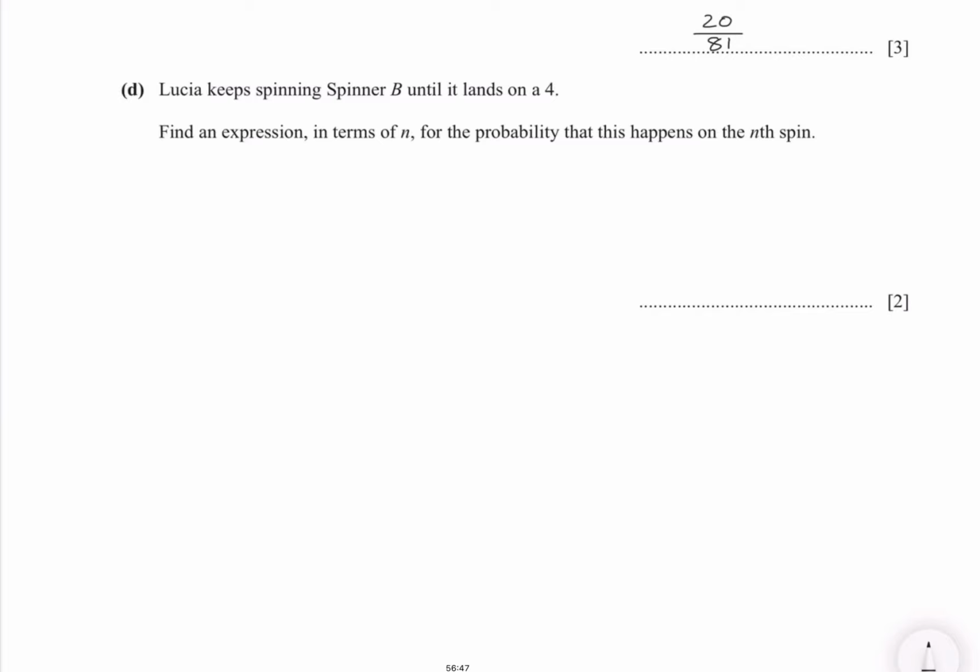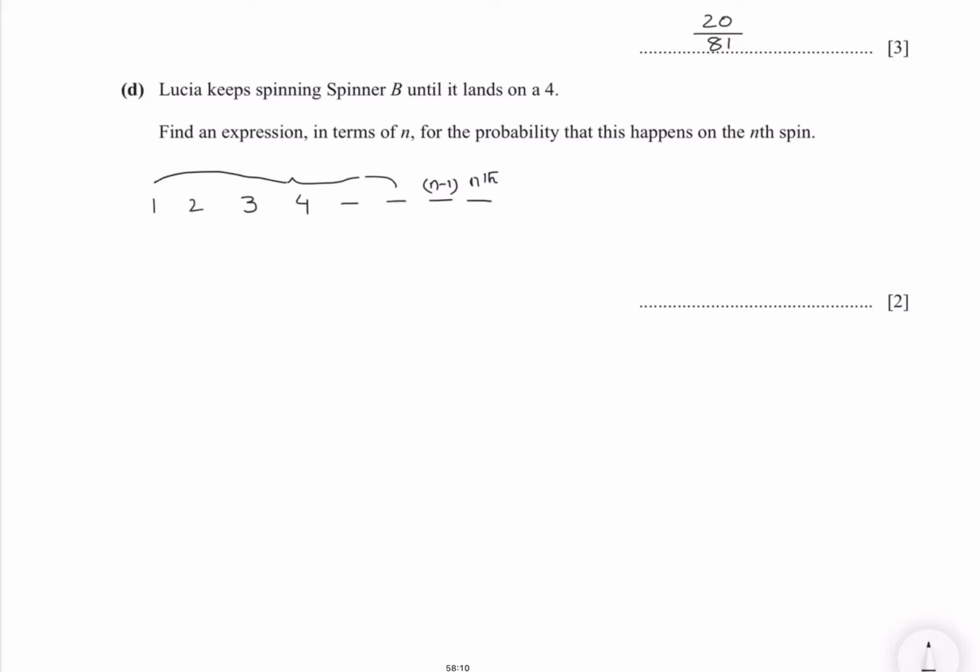Lucia keeps spinning spinner B until it lands on a 4. Find an expression in terms of n for the probability that this happens on the nth spin. Suppose we throw it for 1 time, 2 time, 3 time, and so on until it lands on a 4. So we say that it lands on the nth term, it lands on a 4.